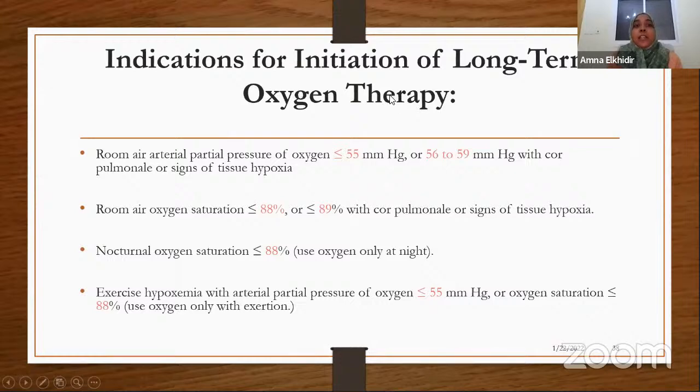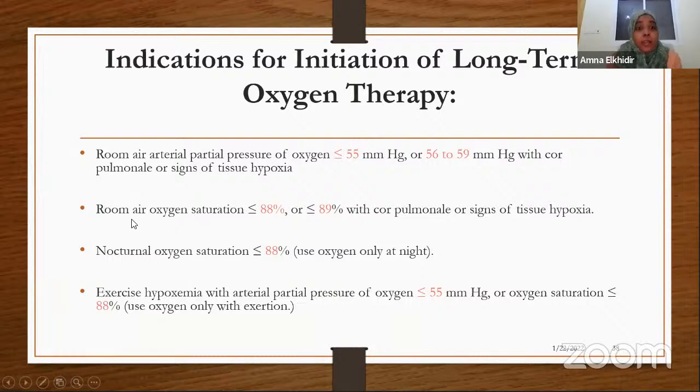Indications for initiation of long-term oxygen therapy. We use long-term oxygen therapy if the patient has a reduced room air arterial partial pressure of oxygen, less than 55 mmHg, or between 56 and 59 if he already has cor pulmonale or signs of tissue hypoxia.